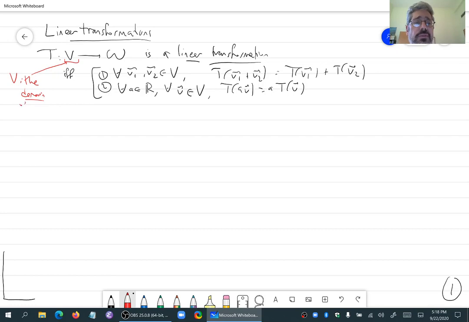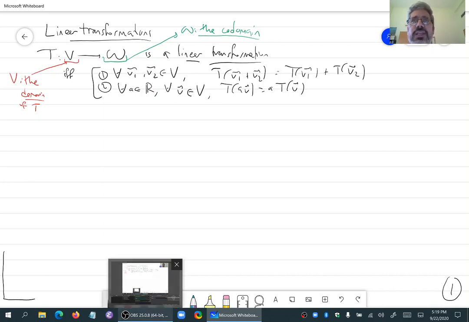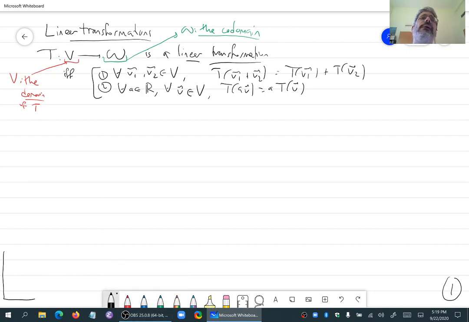I emphasize that I will use the notation that V is called the domain of T, and W is called the codomain. This word is not the one used in the book. The book, I think, uses the word target set. I am not going to use the word range because people are not sure if range means codomain or whether range means image in any case.